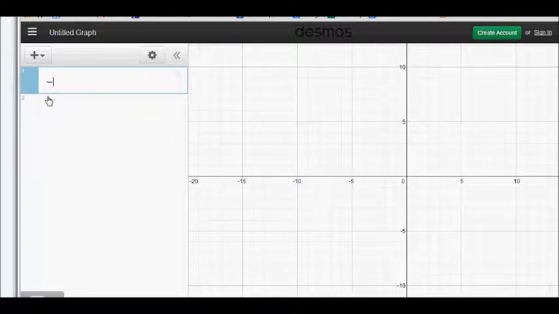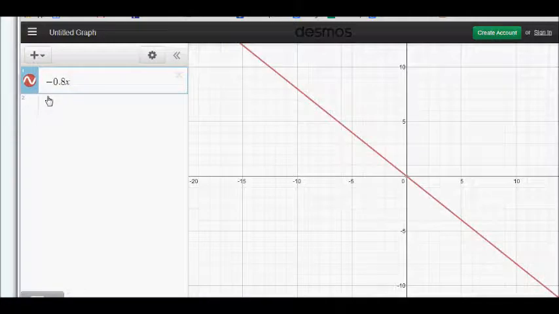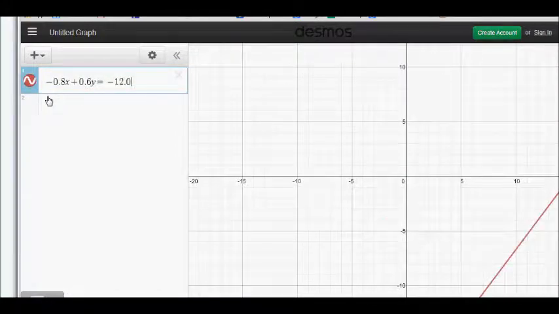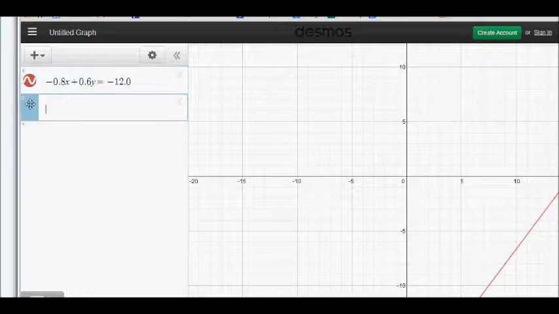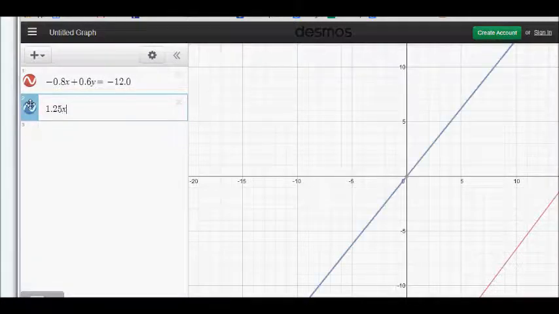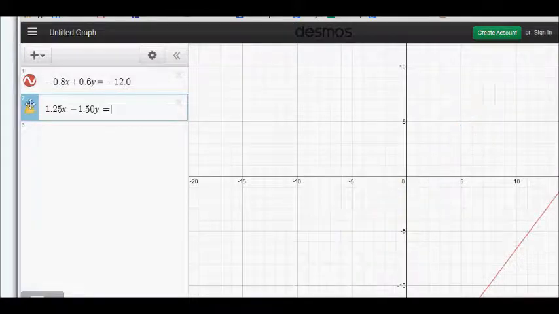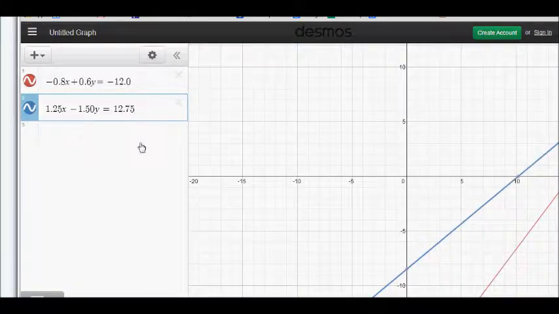We have negative 0.8x plus 0.6y, and that's going to equal negative 12. They have it as 12.0, so I'll do it the same as in the book. And then we have 1.25x minus 1.5, and they put it as 0, so I'll do it the same, equals 12.75, and that's my blue line.